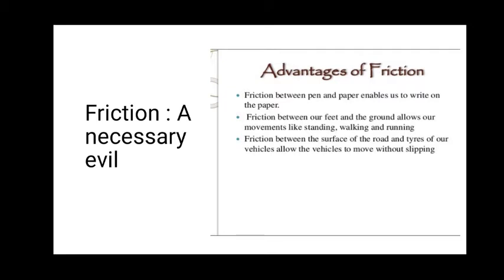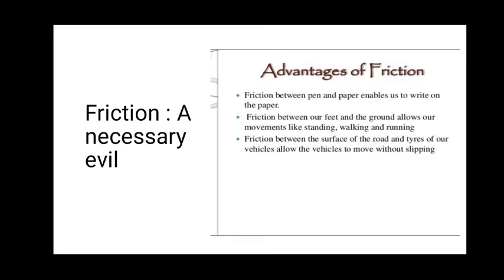First we'll go for the advantages of friction. With examples, we'll just list them down. Friction between a pen and paper enables us to write on paper. Without friction, we can't even write. Friction between our feet and the ground allows our movements like standing, walking and running. So we can't even run, walk or move without friction. Friction between the surface of the road and the tires of our vehicles allows the vehicles to move without slipping. If there is no friction, our vehicles cannot move smoothly on the road.